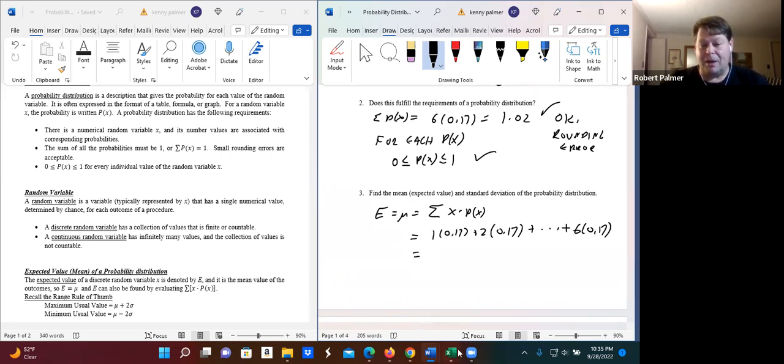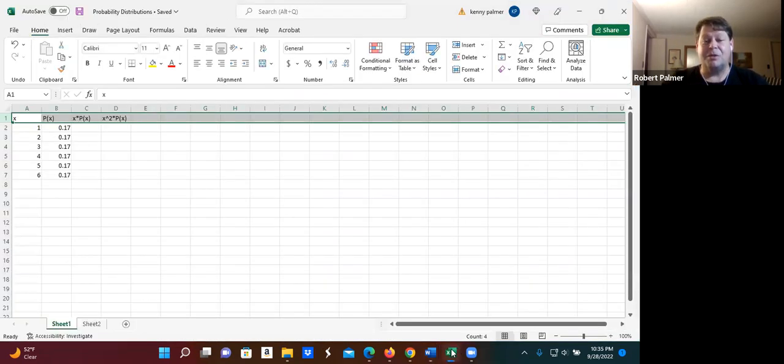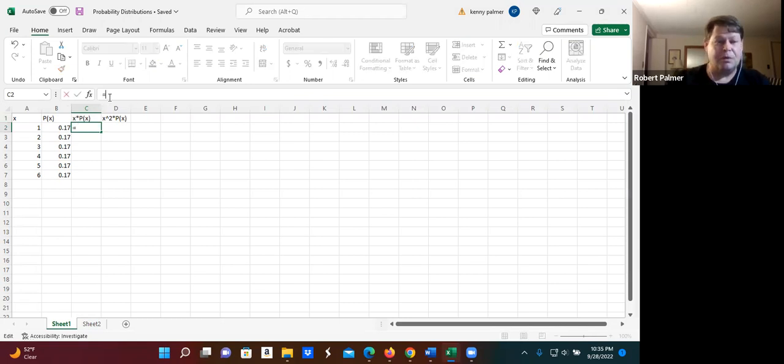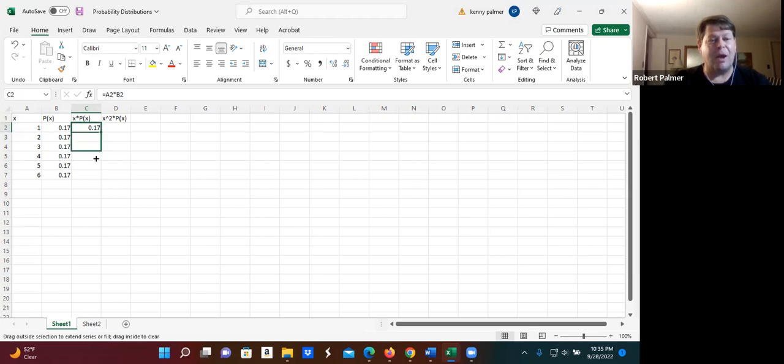Okay, now we're going to switch over. I made an Excel spreadsheet to help us with that, and also help us find the standard deviation. This column, that's what we have right here, x times p of x. So it equals this cell times this cell, then highlight that and click on this little box at the very bottom, drag this down, that fills in all those values.